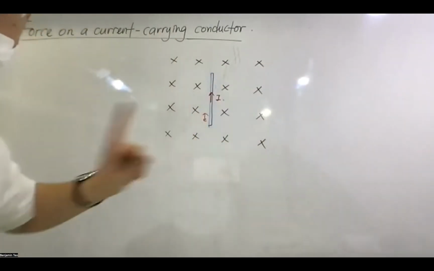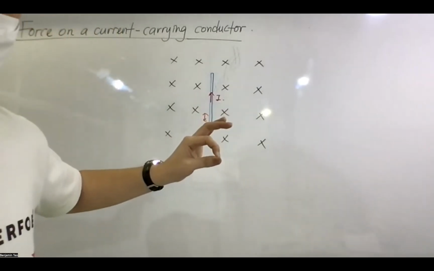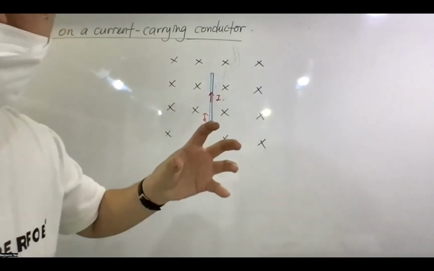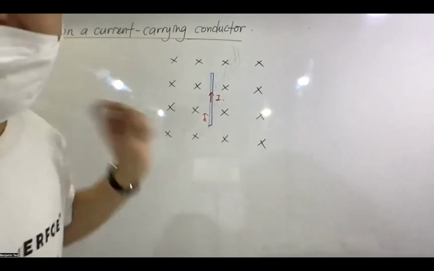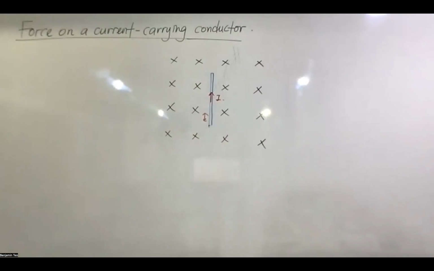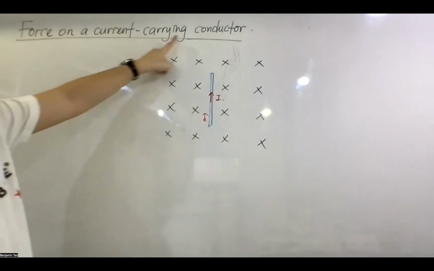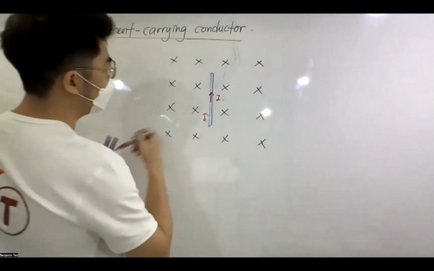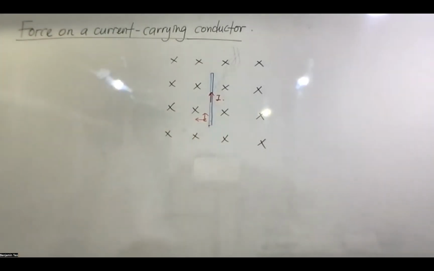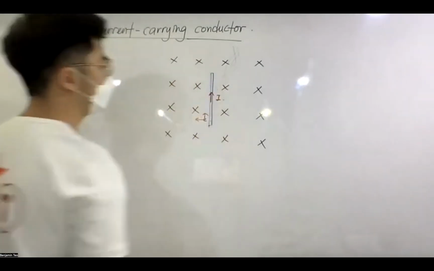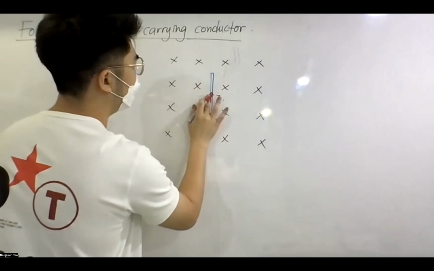Now, the electron experiences the force, right? The electron is inside the particle of the conductor. So if the electron experiences the force, then the particle experiences the force. Then the conductor experiences the force. That's why we call it force on a current carrying conductor, right? So the force applied on the electron is applied on the conductor as well. So when you put the wire inside the field, there is a force being applied on this conductor.